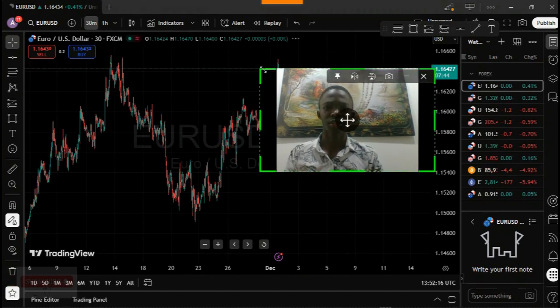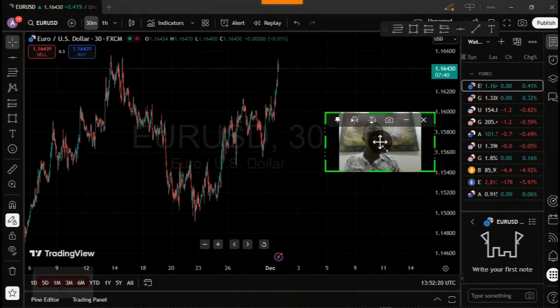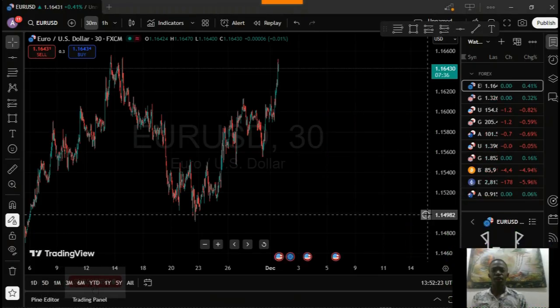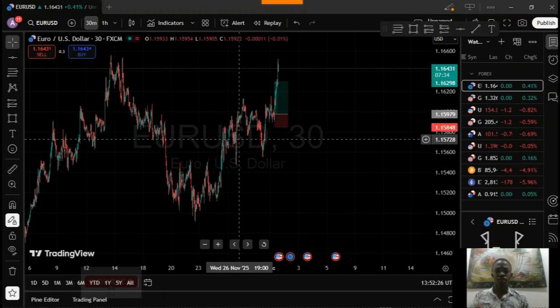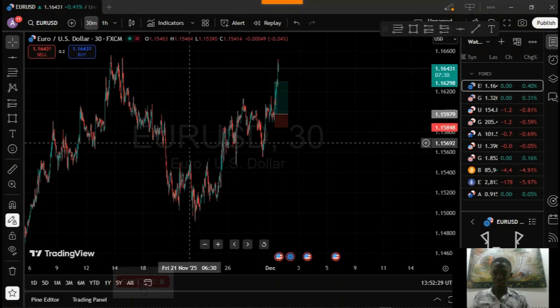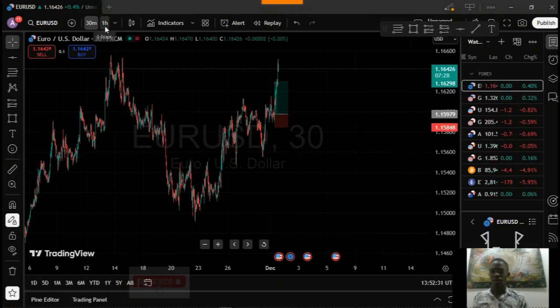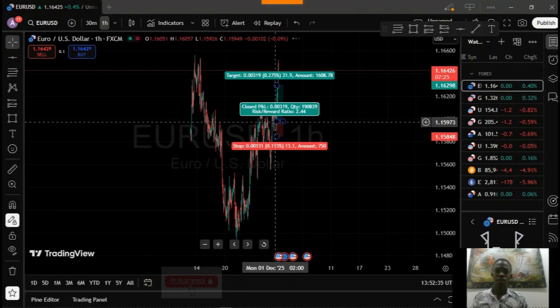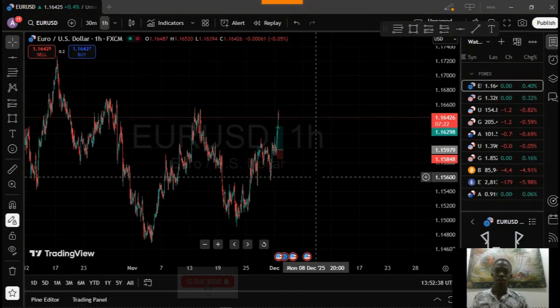Let me minimize the screen a little bit, because we need to see the charts. So guys, this is EUR/USD on the 30 minute time frame. Let me take it to the 1 hour time frame. So this is EUR/USD on the 1 hour time frame.